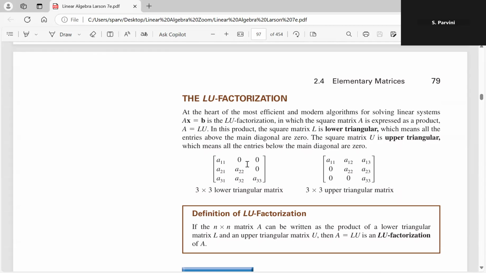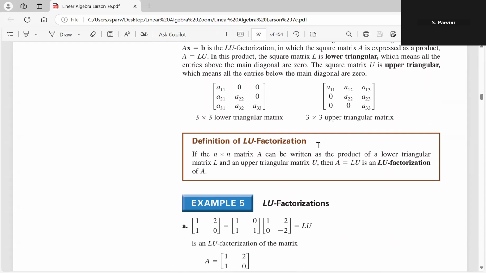Okay, so here's L, and this is U. And here's the definition of LU factorization. If a square matrix can be written as a product of lower triangular L and upper triangular U, A equals LU, then they call that LU factorization. Remember, when we say the factors of 6 are 2 and 3, it means 2 times 3 is 6. Well, the product of L and U gives you A. So that's why this is called LU factorization.